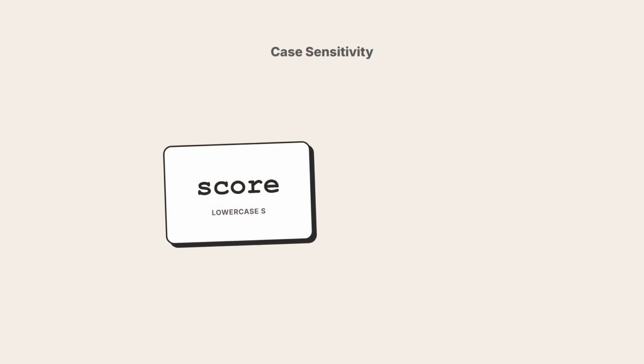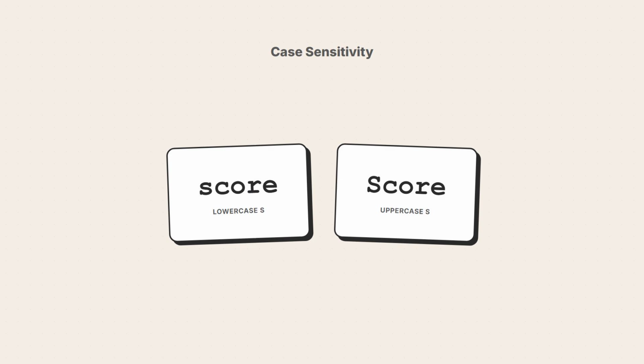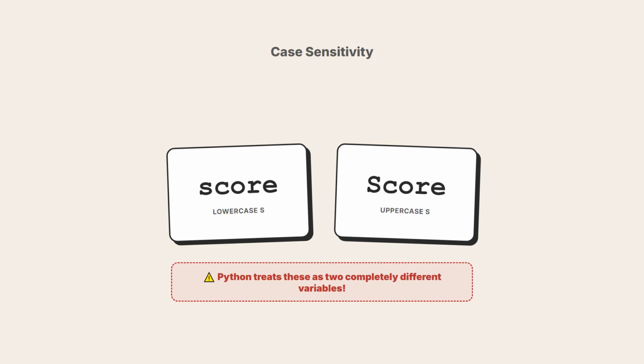Now here's a mistake almost every beginner makes at least once. Take a look at these two names, Score and score. They look almost the same. But to Python, they're different names. A capital S and a small s are not the same thing. So be careful when typing variable names.